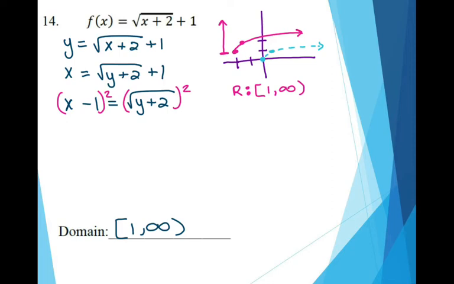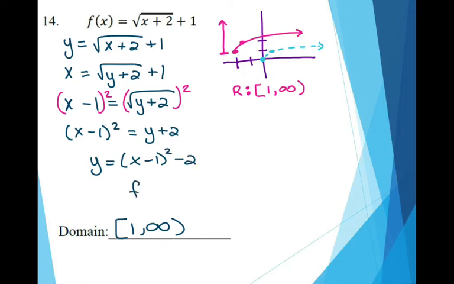So then that leaves me with (x minus 1) squared equals y plus 2, because the square and the square root are going to cancel on the right-hand side. And then the last step is to subtract 2 from both sides. So I get y equals (x minus 1) squared minus 2. We can write that in function notation: f inverse of x equals (x minus 1) squared minus 2.